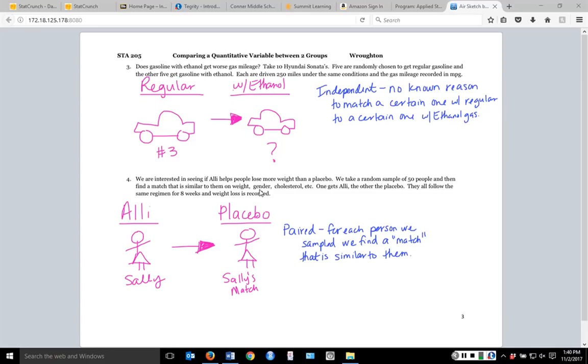So I'm hoping that helps explain the difference between independent and paired. Now we're going to start talking about paired samples first. The main reason we're going to talk about paired samples, or dependent samples, first is because they're generally a little bit easier to understand, because the math that we do with those is very similar to the math that we do in the previous two sets of notes.